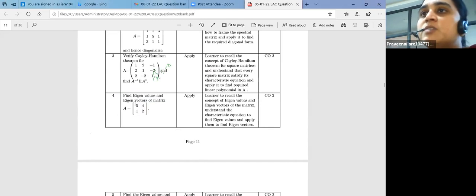Find eigenvalues and eigenvectors of the matrix. Already we discussed in previous classes 2x2 matrix complex. Okay, it is a real matrix. Note down and solve this. Find eigenvalues and eigenvectors of the matrix A is equal to 5, 4, 1, 2.